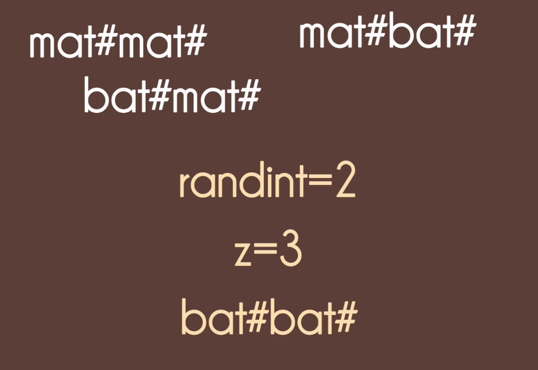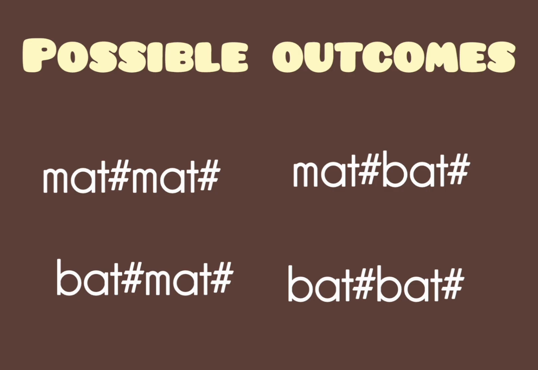So there were four possibilities. The first is when the value of rand int becomes 1 and 1 respectively for the two times the loop runs. The second possibility is that the value of rand int becomes 1 and 2 respectively. The third possibility is 2 and 1. And for the fourth possibility, the value of rand int becomes 2 both times the loop runs. Now these are the possible outcomes which can come when we run this code.